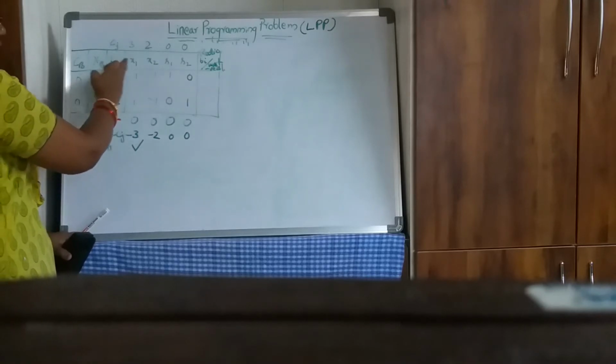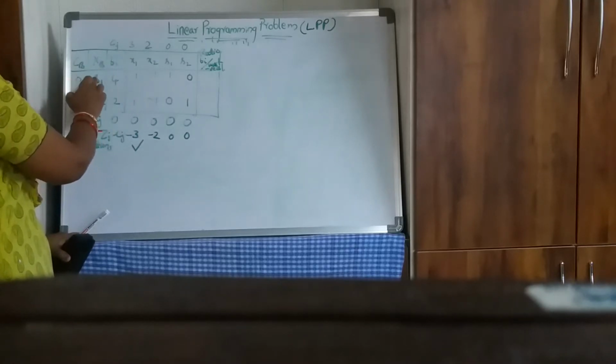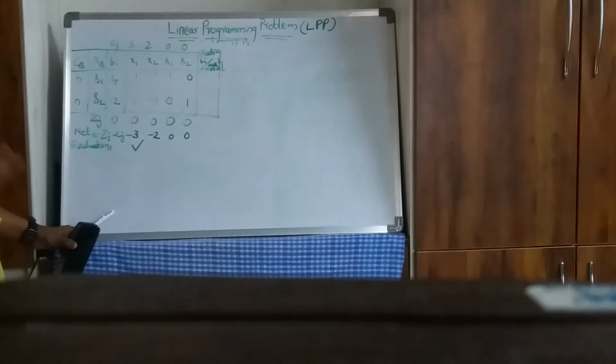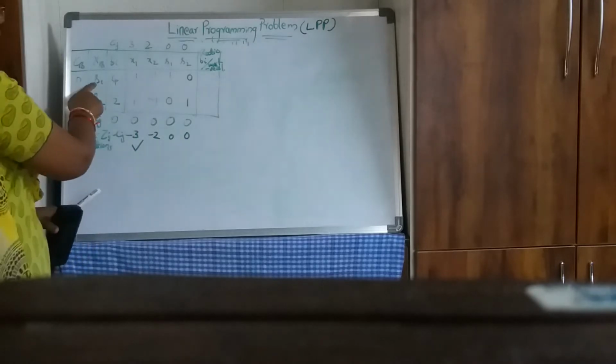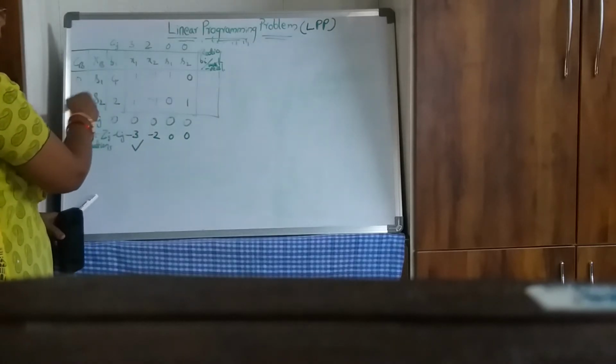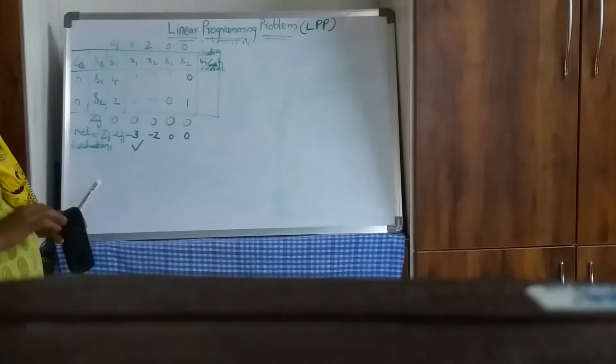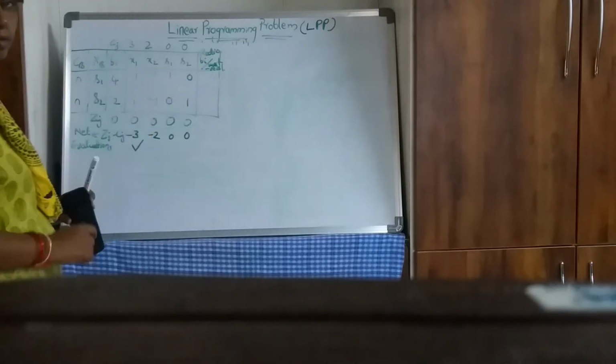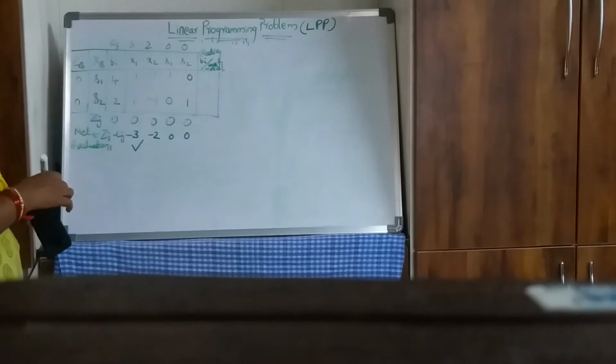Now when this x1 should enter the basis, one of the variables should leave the basis. Now how to decide which variable should leave the basis? Shall I remove x1 and write x1, or shall I remove x2 and write x1? How to decide that? That decision is made based on this ratio. Okay, so that's why we calculate that ratio.